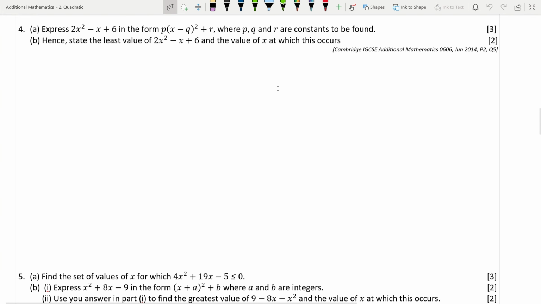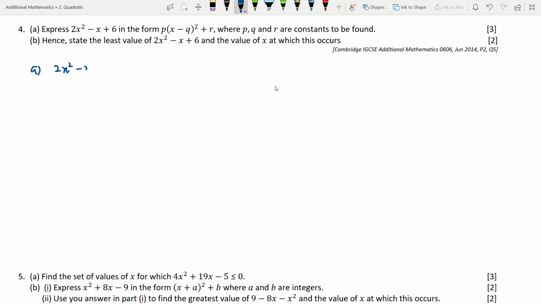Question 4. This question is taken from Cambridge IGCSE Additional Mathematics, June 2014, Paper 2, Question 5. A. Express 2x squared minus x plus 6 in the form p bracket x minus q squared plus r, where p, q, and r are constants to be found. We are given an expression in general form and we need to change it into vertex form.